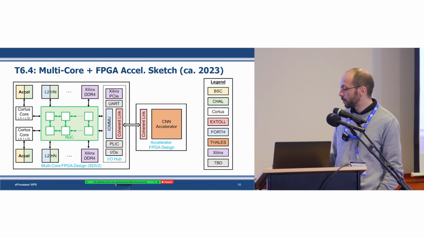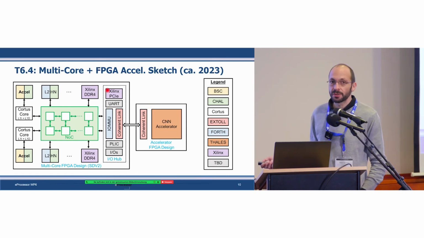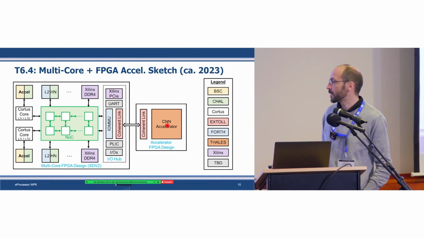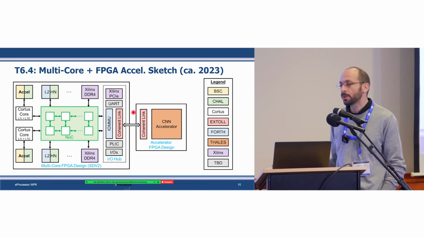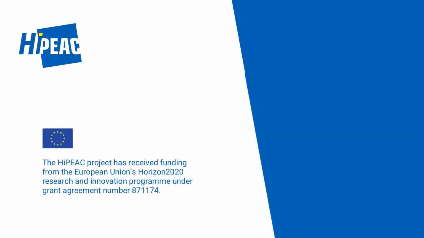And we can also replace the second FPGA with the CNN accelerator from Thales that we will be using with the Thales application use case to demonstrate that we can actually add off-chip components to our eProcessor, and they will be coherent. That's work package 6 slides too.